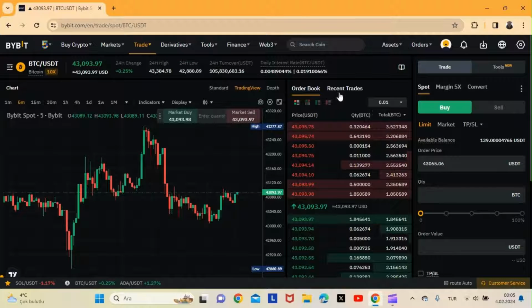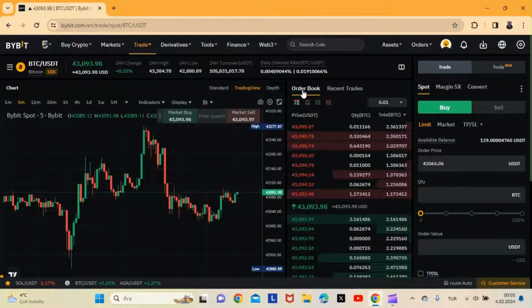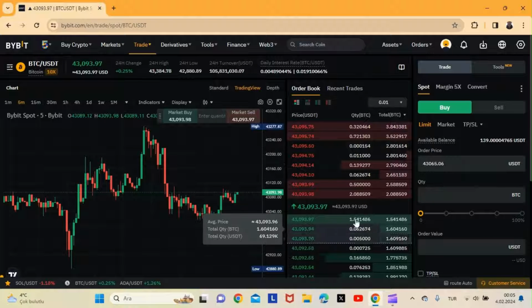But before I do, you can also come to recent trades. These are the trades that are currently being taken, the people that are buying and the people that are selling, just like the order book here.